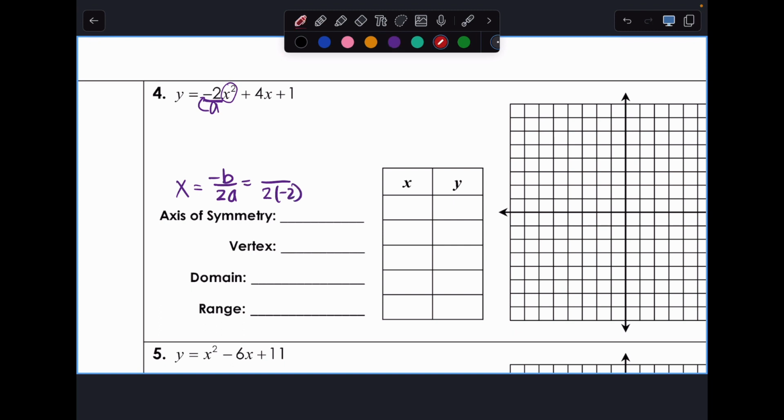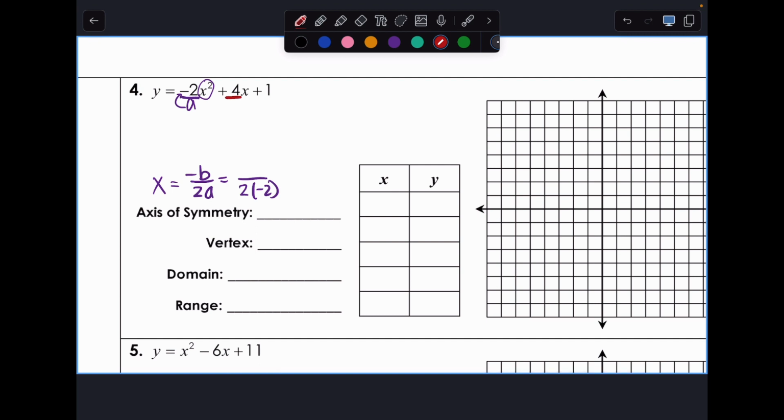Which one's my b then? Izzy, which one's B? It's just 4. Do not call x part of the b. Izzy, which one's my b? I just said it.